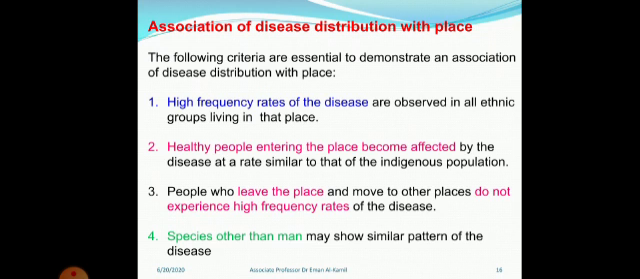Another criterion is that people who leave the place and move to other places do not experience a high frequency rate. That's why African people who migrate to different countries are less likely to have, or have a decreased risk of having, malaria. Species other than man may show a similar pattern of the disease. Another example is leishmaniasis. It can affect humans in endemic places, and it can affect animals also.